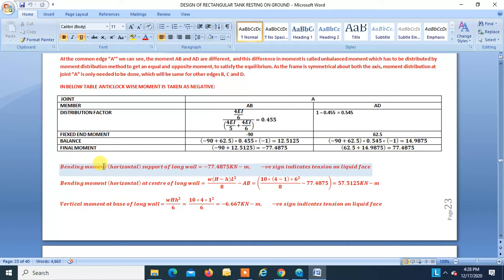The horizontal bending moment at the support on the long wall, which we found for AB, is 77.4875. The negative sign indicates tension on the liquid face. This is the horizontal moment; the negative sign means it is a hogging moment, not sagging. So tension will be on the liquid face.